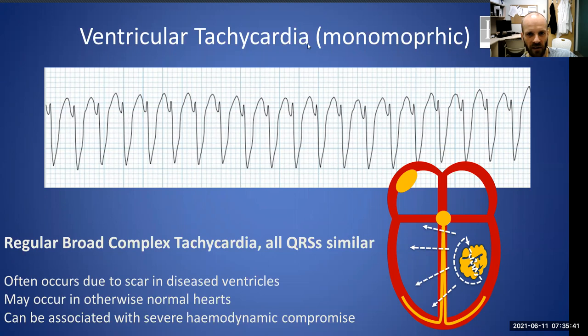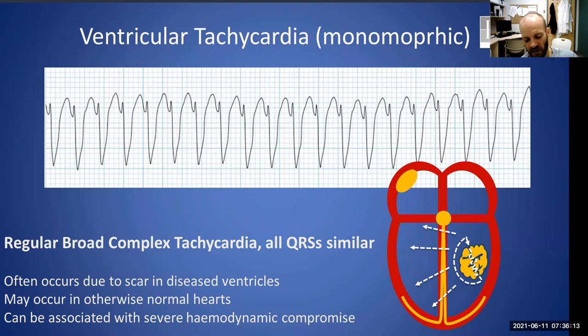And that's all consistent with a monomorphic VT. So monomorphic, I've spelt it wrongly, haven't I? That's not how you're supposed to spell it. A monomorphic VT, okay? Monomorphic means that all the QRS complexes look the same. So it often occurs in diseased hearts. And if it does occur in diseased hearts, it's often associated with people feeling pretty sick at the time. This sort of thing can lead to a cardiac arrest, and you ought to take it pretty seriously.